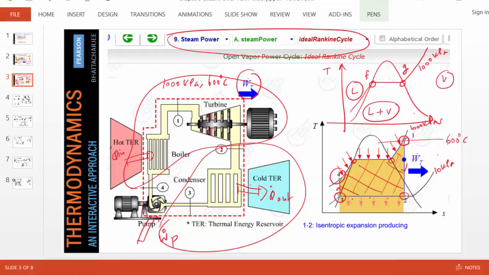So now that we know how to analyze individual devices, we'll go solve a simple problem before we go and try to modify the Rankine cycle, try to understand how to influence its efficiency and net power.